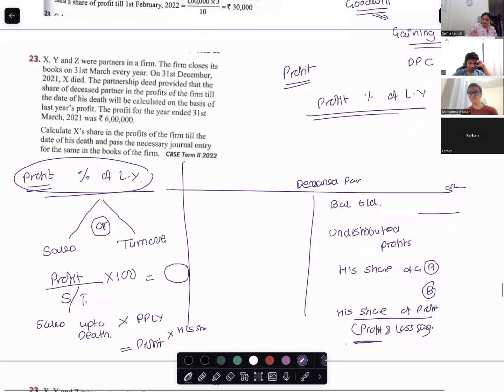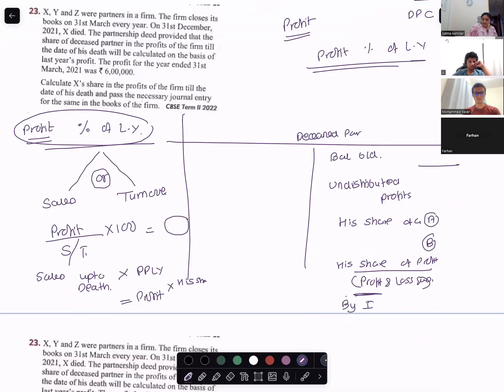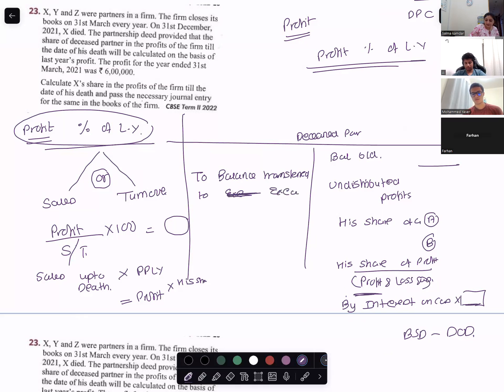Also, if they ask you to give interest on capital, it will be over here. But do not forget to multiply it with the months till date of death. Are you with me? And here the balance will go where? The balance will go to the executor's account, right? Balance transferred to the dying partner's executor's account.